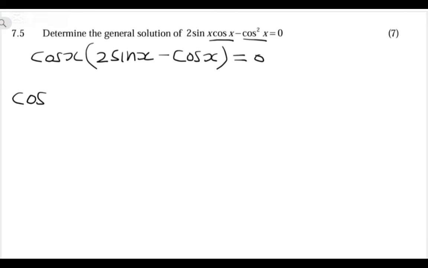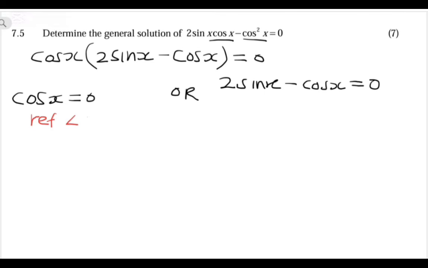So cos of x is going to be equal to 0, or, let me just write it here, or 2 sine x minus cos x is equal to 0. So it means that we're not going to have one general solution, we're going to have many. From here on, I'm talking about the first solution, because we have 2 of them. For the one of cos, we're going to look for a general solution where cos is positive. So first things first, we're going to look for the reference angle.